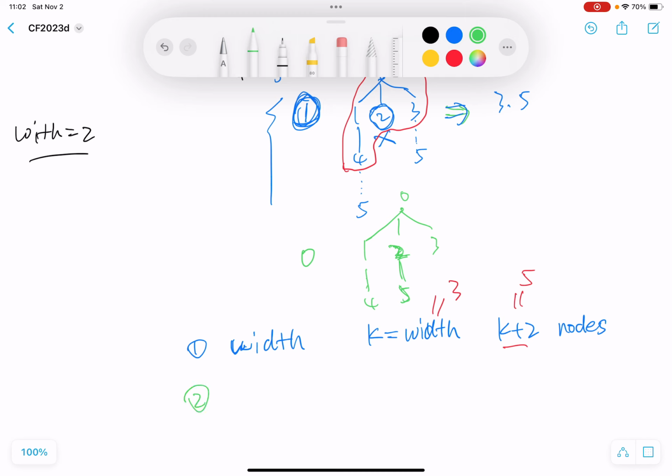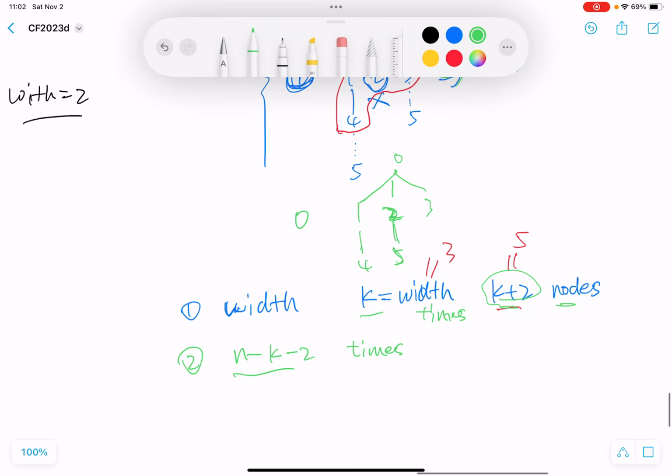Second part is for every last node. That means n minus k minus 2. For the last node, we at least need to query 1 time. So this is the times we need to query. Okay, this is also the times we need to query.